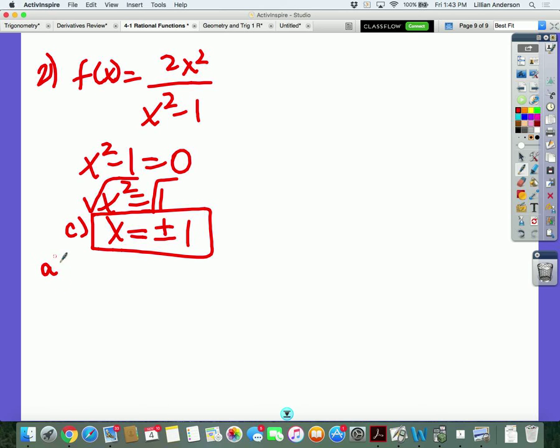But part A is everything but those. So I'm going to write it in set notation: x such that x does not equal -1 and does not equal +1. X is an element of what? All real numbers. There's part A.